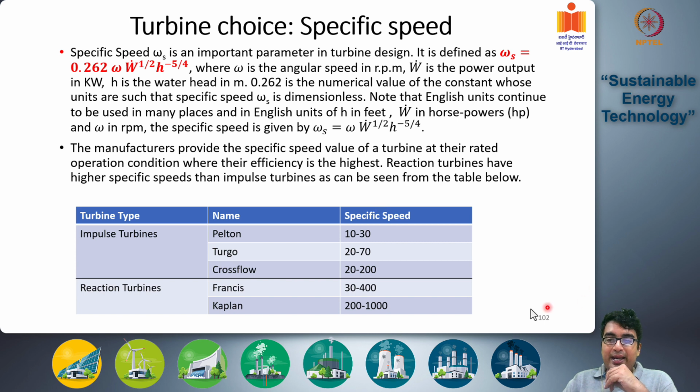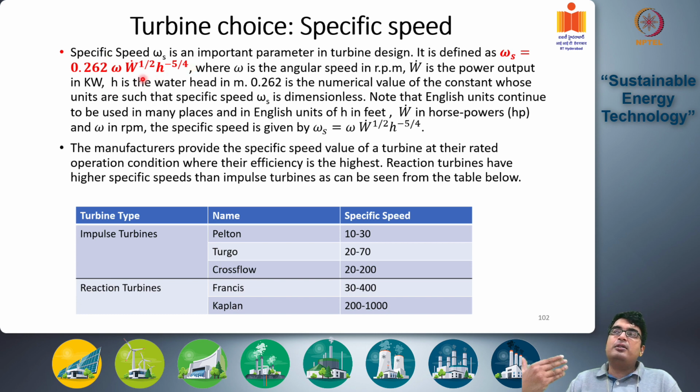One design parameter that is typically used in these cases is specific speed. Specific speed is an important parameter in turbine design and is defined as 0.262 times the angular speed omega in RPM, times the power output W dot to the power half, so the square root of the power output in kilowatts, times the water head H to the power minus 5 by 4. So it's kind of an arbitrary number, you may think.